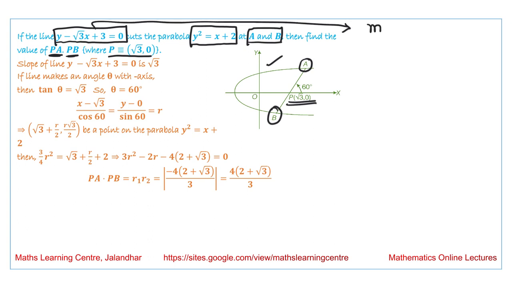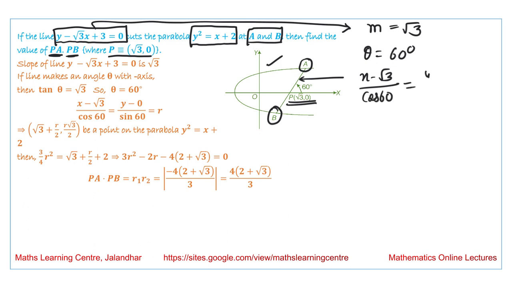If we calculate the slope from this line, the value of the slope is root 3. It means the angle it makes with the x-axis is 60 degrees. So the equation of this line in the parametric form is (x minus root 3) by cos 60.